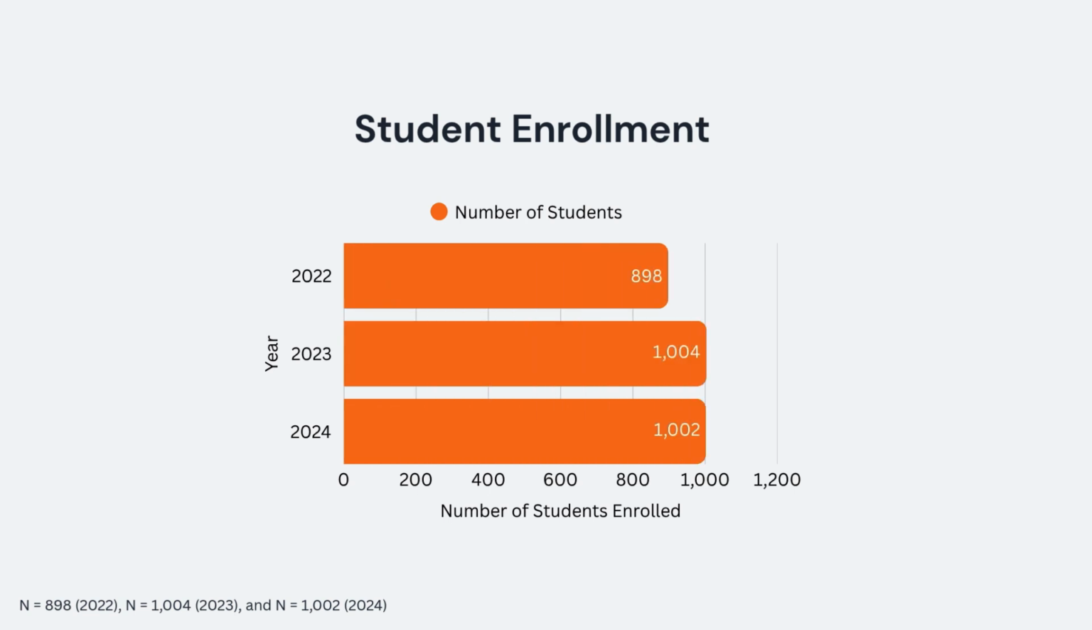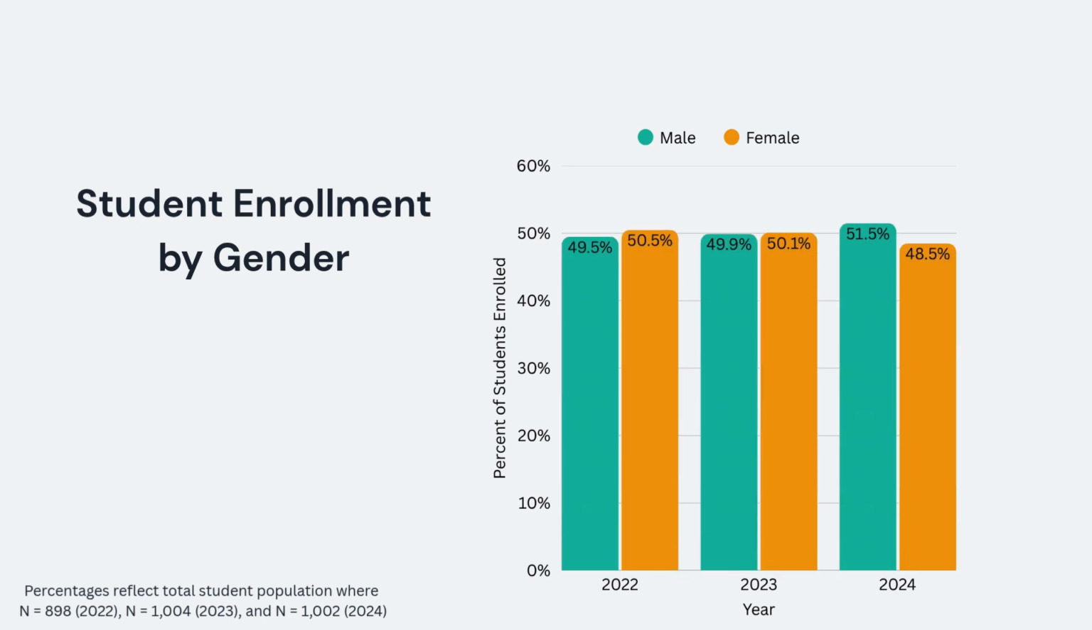Let's start with our student profile. Looking at student enrollment, in 2022, we served 898 students. In 2023, that number jumped to 1,004, and in 2024, it remained pretty much the same at 1,002. When we disaggregate the data based on gender, our split remains pretty steady across all 3 years. We do have a slight increase in the male population, but it stays pretty balanced.